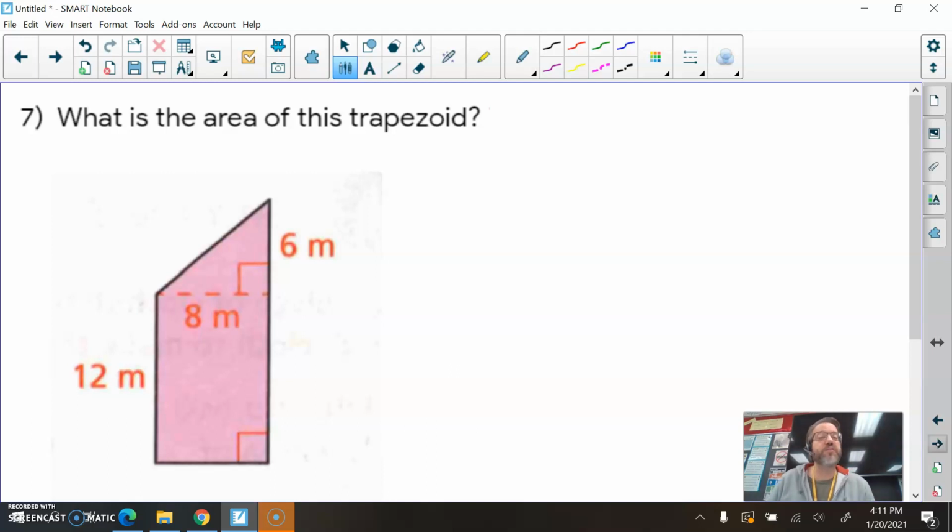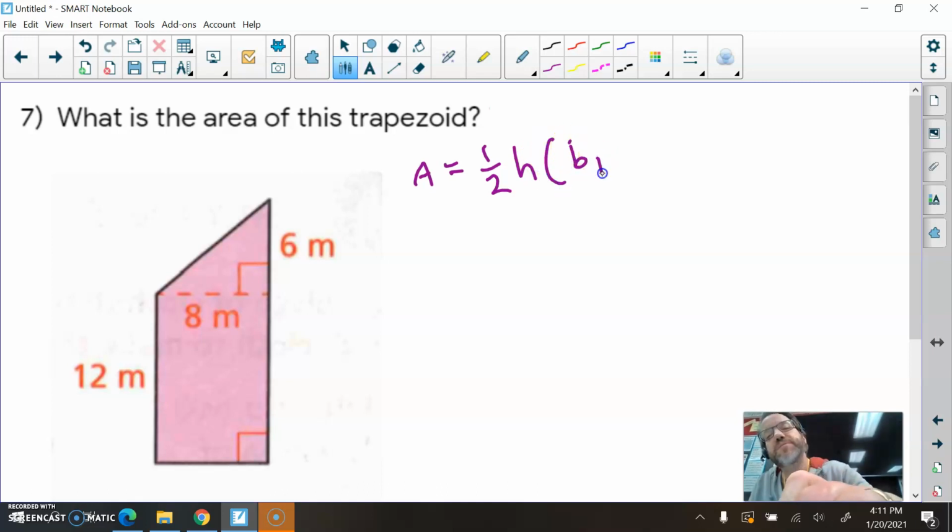Number 7, we have another trapezoid. What is the area of this trapezoid? So I'm going to write my formula down. Area equals 1/2 times the height times base 1 plus base 2. The bases are the sides that run parallel to each other. And in this figure, the top here is at an angle. The bottom is perfectly horizontal. Those are not parallel, so those are not your bases. The bases are the left and right sides in this figure.